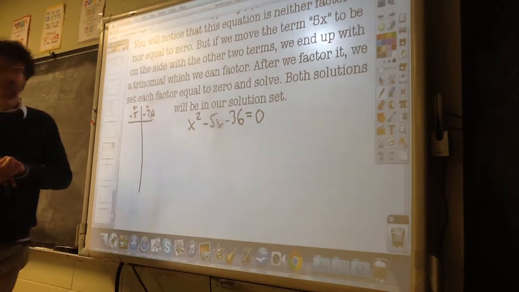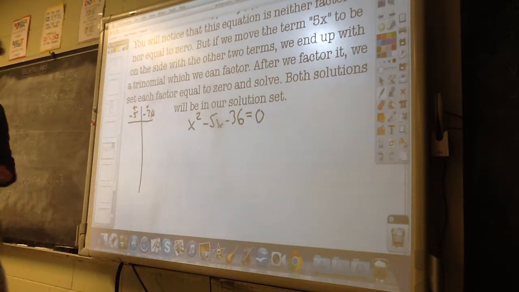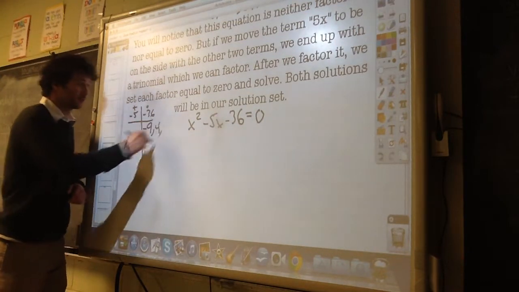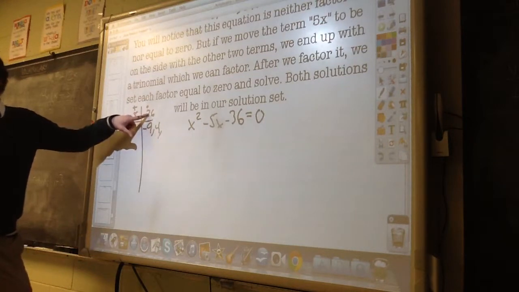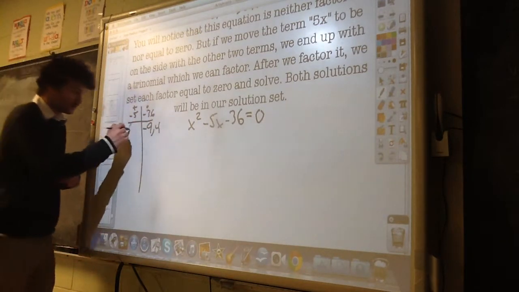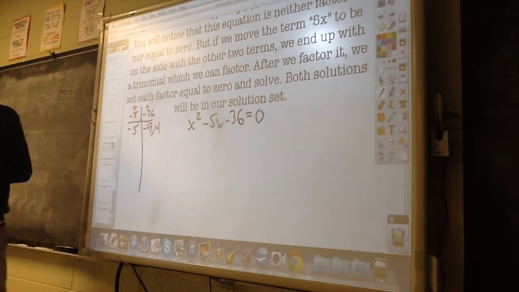Negative 9 and 4. Good. If I multiply these two together, I get negative 36, and if I add them, they equal negative 5. So it's x minus 9 and x plus 4.